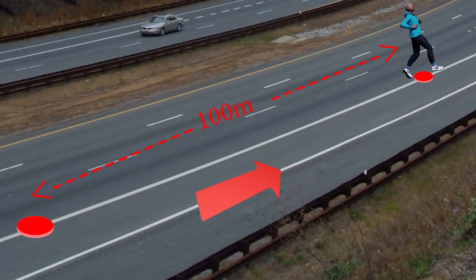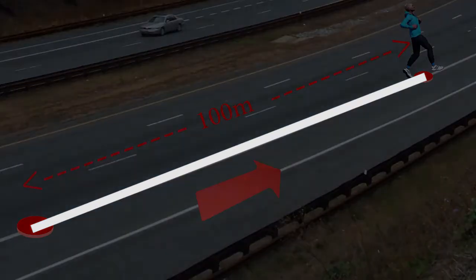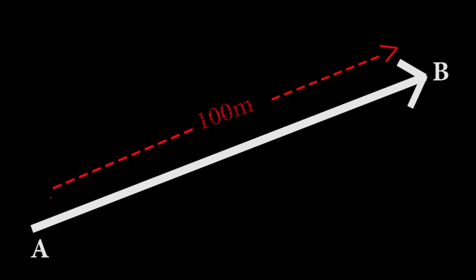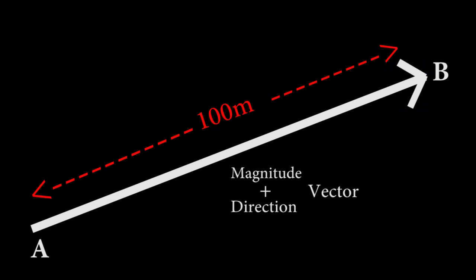How do you represent this? This can be represented by a straight line like this. Let's say the starting point is A and the ending point is B. This is the arrow, which represents the direction. The length, also called magnitude, between 2 points is 100 meters. This magnitude has direction. Therefore, it is a vector.